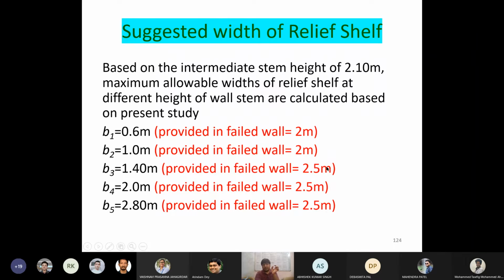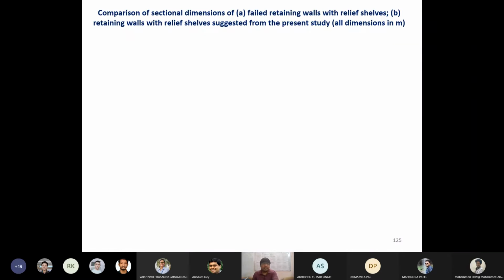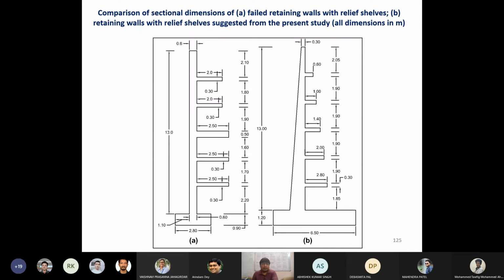You can see in all these four cases, this is much higher than the limiting value of the width of relief shelf. In this case, the limiting width is 2.8 meter, and they have provided 2.5 meter. So all these higher widths of relief shelf have led the wall to fail. So this is a comparison of what they have designed and what we are proposing.